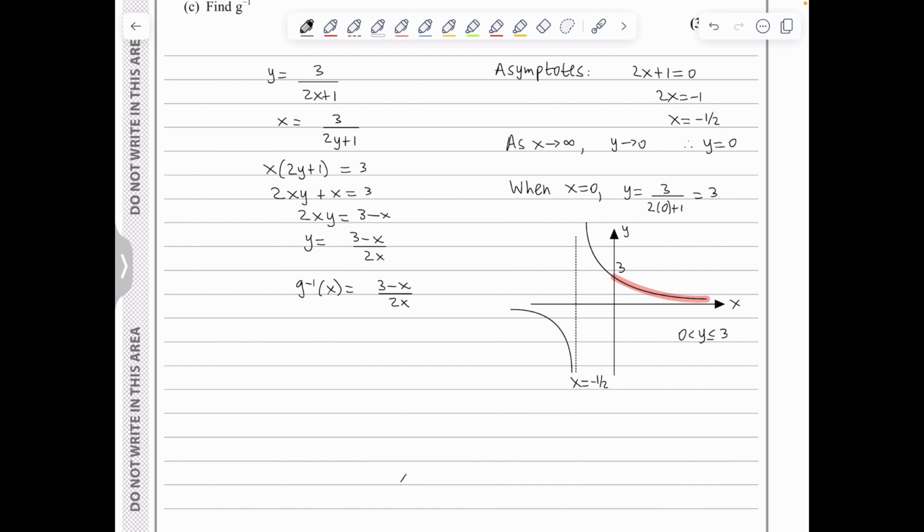We can see that the 3 is attainable because x is greater than or equal to 0 is the domain of g of x. So we conclude that g inverse of x is (3 minus x) over 2x, with the domain being x belonging to the reals and 0 less than x less than or equal to 3. Once again, I'm using the fact that the range of g of x is the domain of g inverse. So 0 less than y less than or equal to 3 is the range of g of x, and 0 less than x less than or equal to 3 is the domain of g inverse.